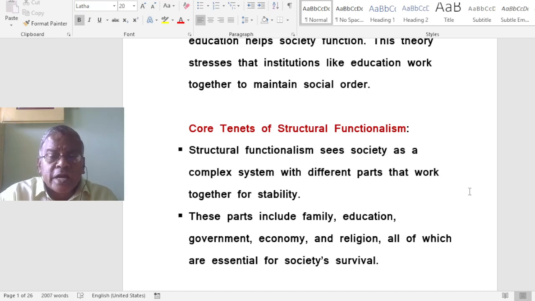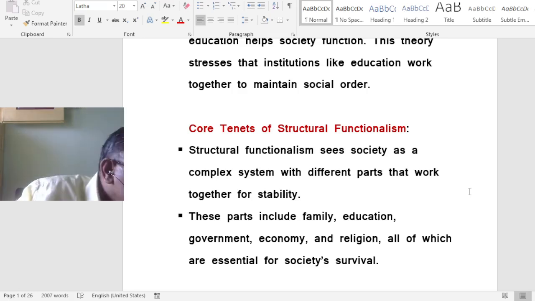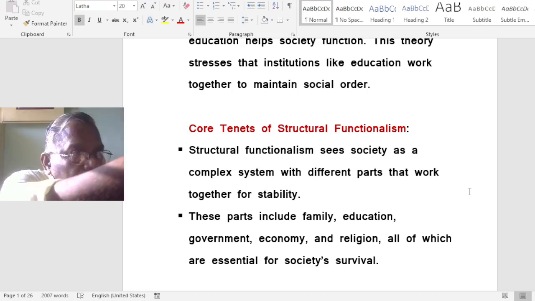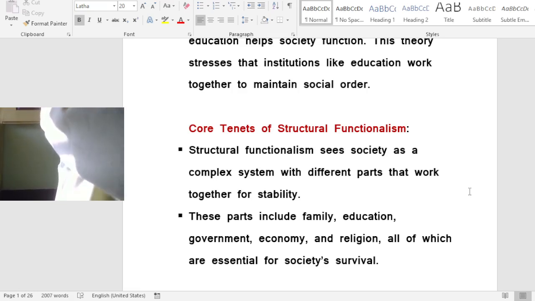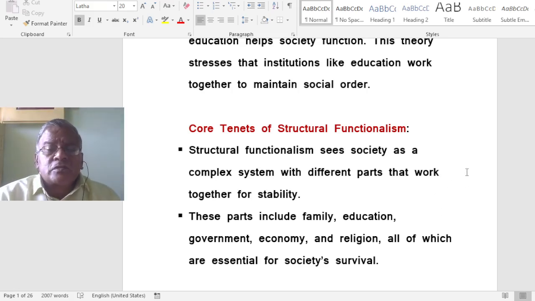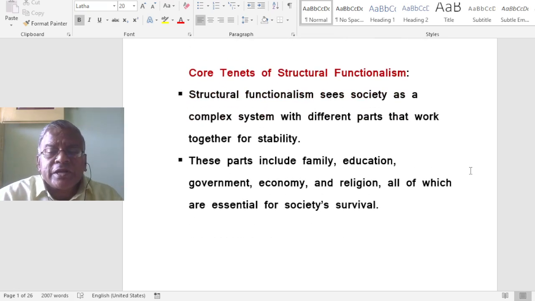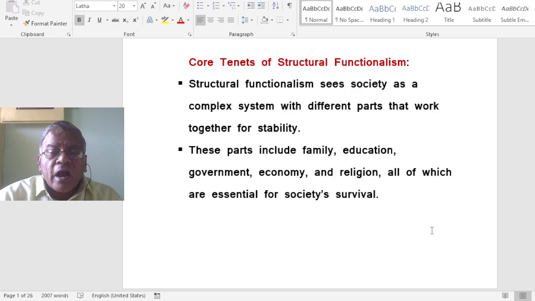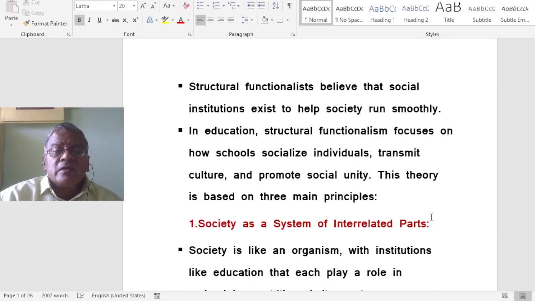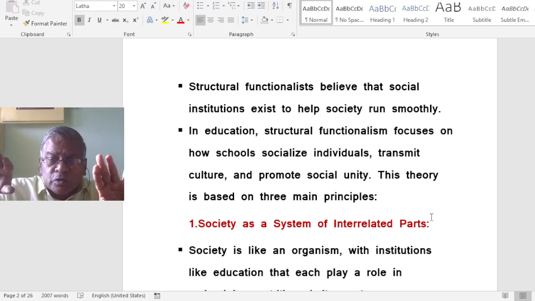Structural functionalism sees society as a complex system with different parts that work together for stability, order, social order. These parts include family, education, government, economy, and religion, all of which are essential for society's survival. Structural functionalists believe that social institutions exist to help society run smoothly in an orderly way.